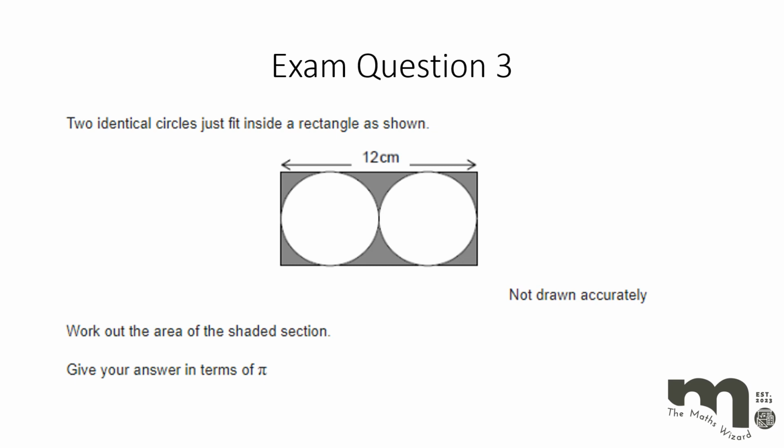Okay, next one then. We've got two identical circles inside a rectangle this time, as shown. We want to know the area of the shaded section. Quite a tricky question, this one actually. Quite a challenging one. This is why I've left it till last. And we again would like to know this in terms of pi.